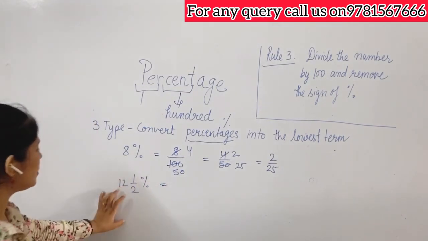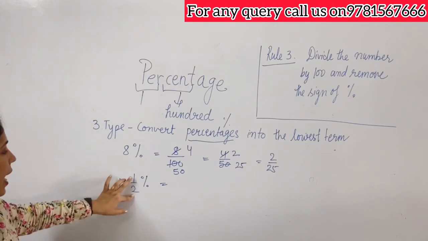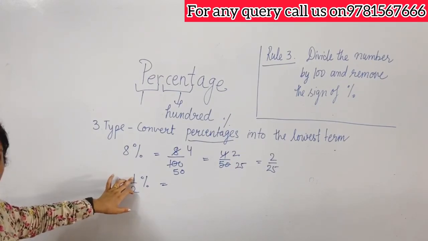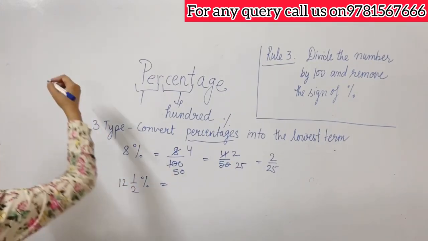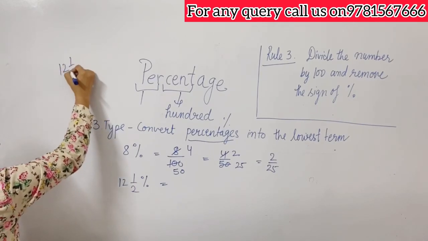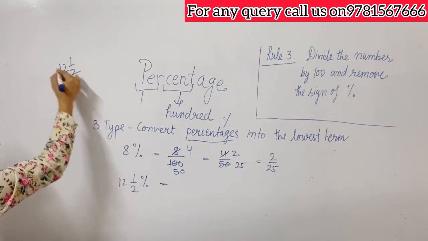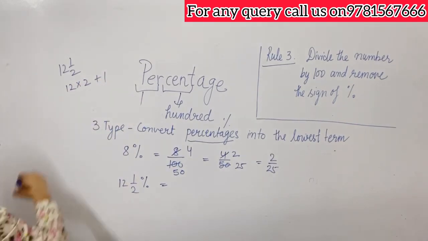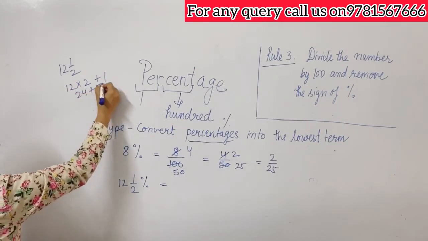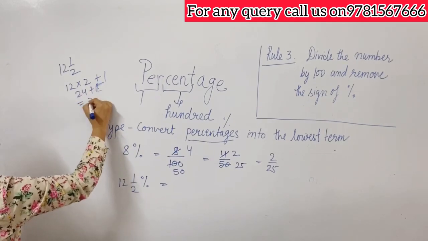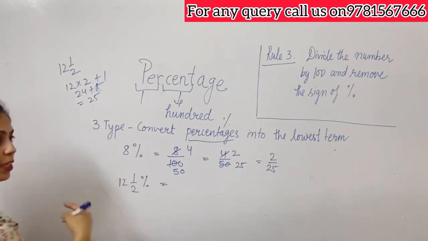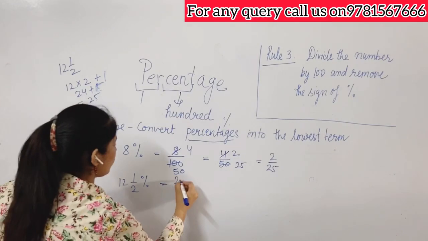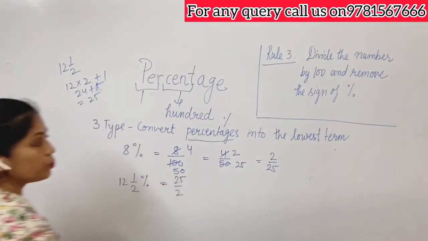So how to solve this? 12 twos are 24, add the numerator 25. Remember, or should I revise this? 12 and 1 by 2. 12 is a whole number. 12 multiplied by 2 plus 1. Right? So it is 24 plus 1, that is 25. And the denominator will remain the same. So it is 25 by 2.